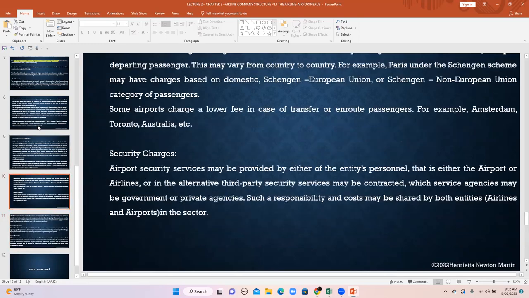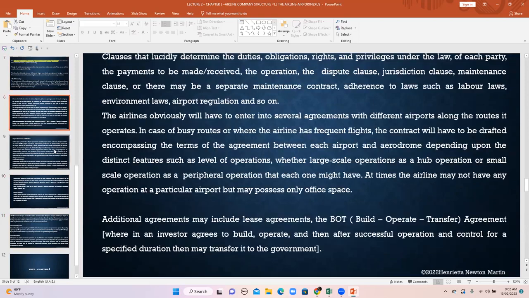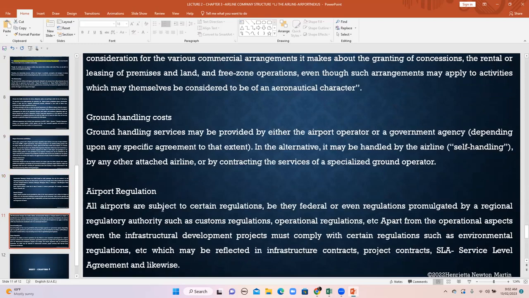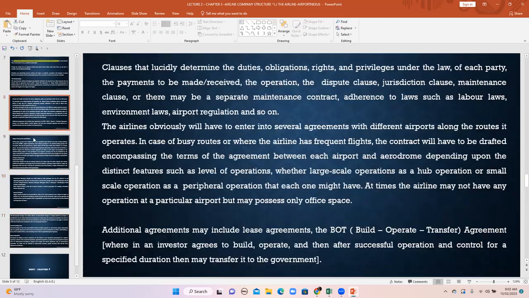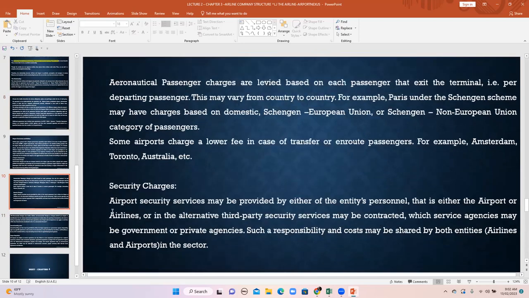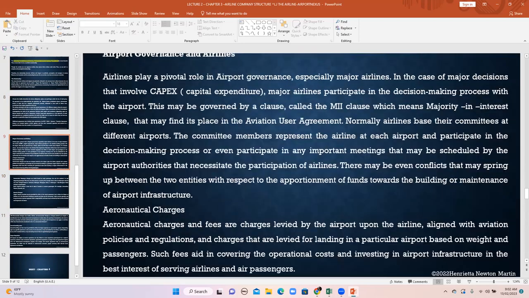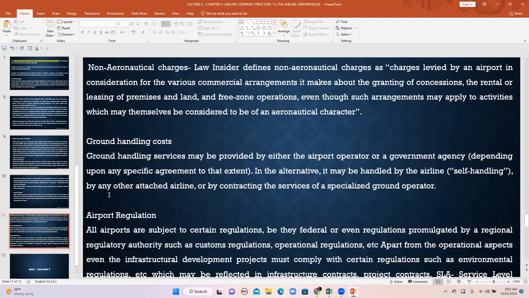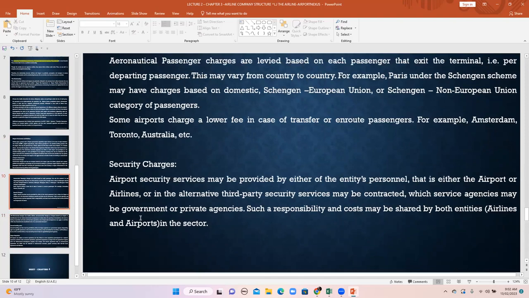So this is the nexus between airports and airlines, and these are some of the agreements they may have between each other, and how they distribute the different charges that are levied, and so on. There's a broad bifurcation into aeronautical charges and non-aeronautical charges. Examples of non-aeronautical charges are security costs, ground handling costs, and airport regulation compliance, and so on. Okay, costs are different. And again, airport regulations need to be followed.